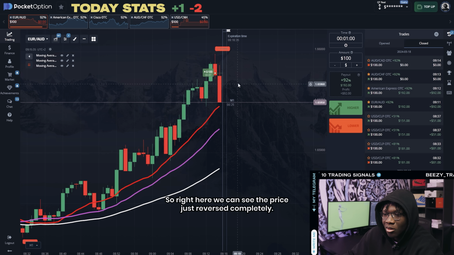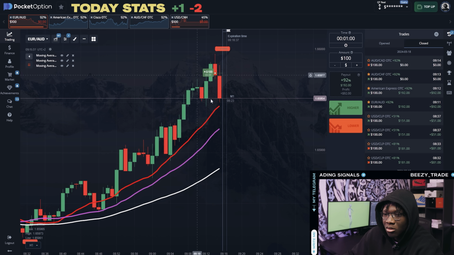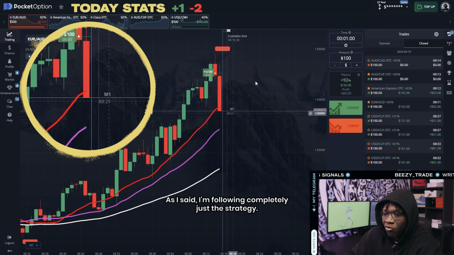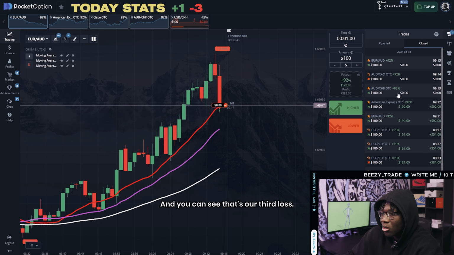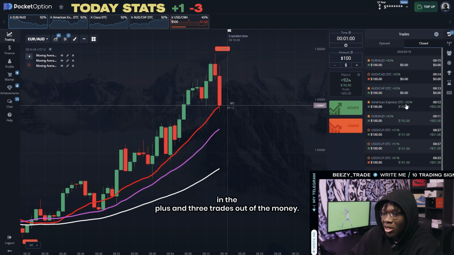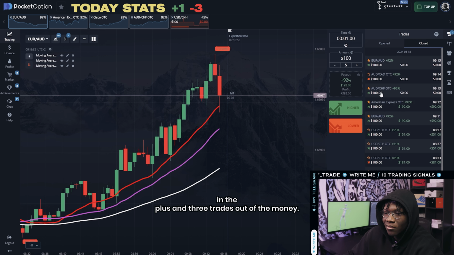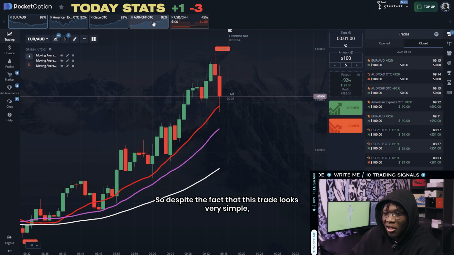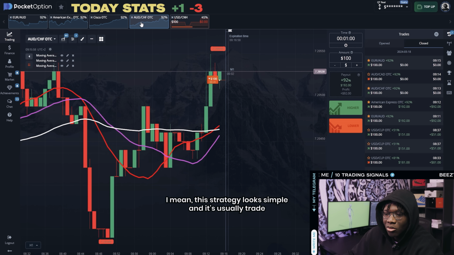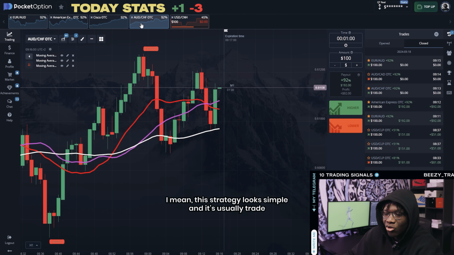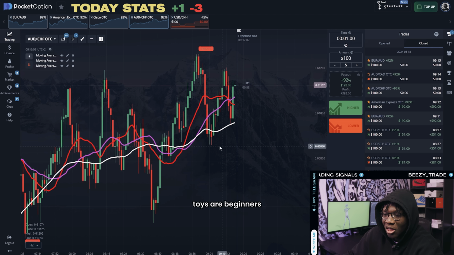So right here, we can see the price just reversed completely. As I said, I'm following completely just the strategy, and you can see that's our third loss. So we're two trades in the plus and 3 trades out of the money. So despite the fact that this strategy looks simple, and it's usually trained towards beginners.